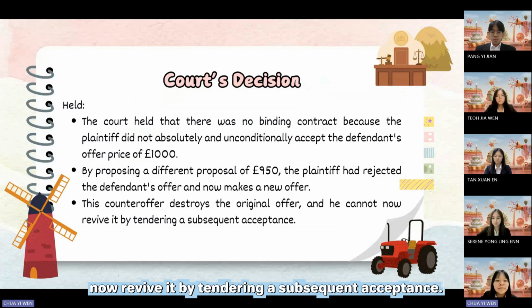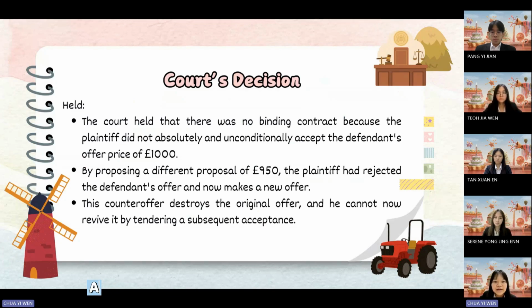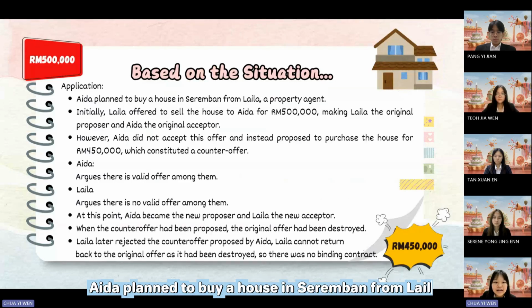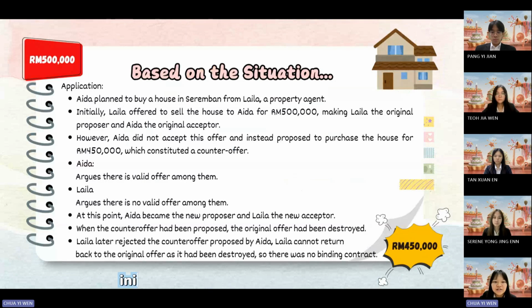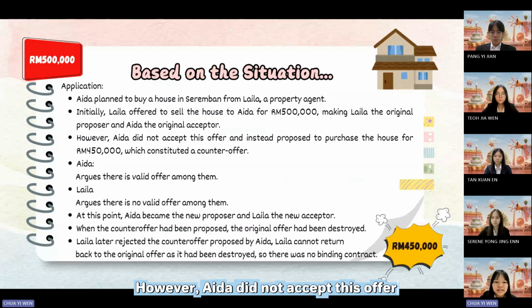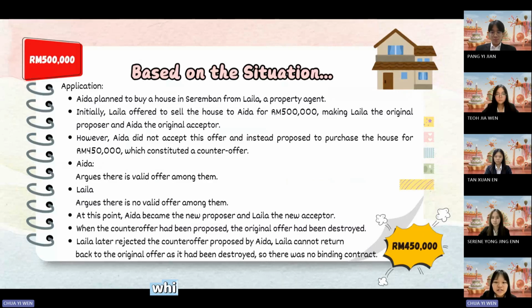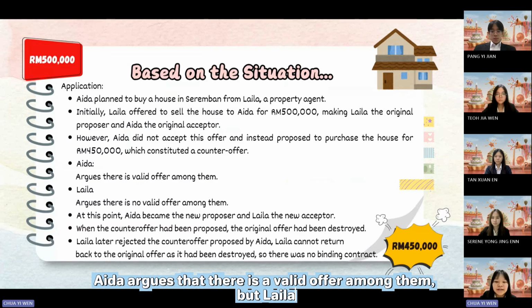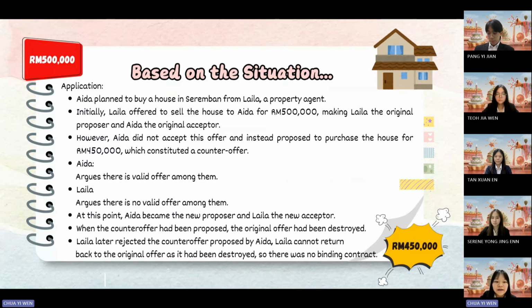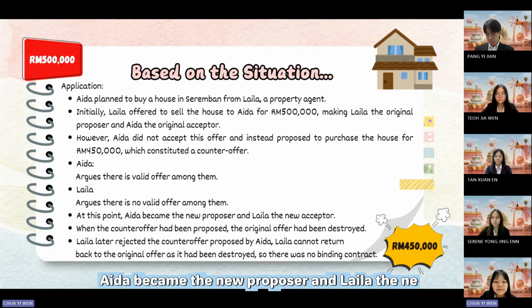Based on the situation above, Ida planned to buy a house in Seremban from Laila, a property agent. Laila initially offered to sell the house to Ida for 500,000, making Laila the original proposer and Ida the original acceptor. However, Ida did not accept this offer and instead proposed to purchase the house for 450,000 ringgit, which constituted a counter-offer. Ida argues there is a valid offer among them, but Laila disagrees with her. At this point, Ida became the new proposer and Laila the new acceptor.